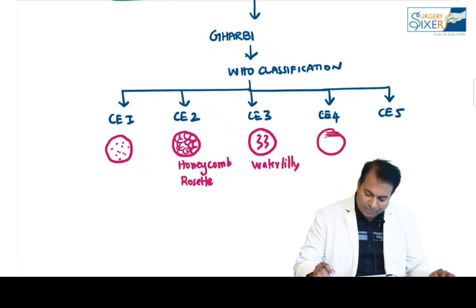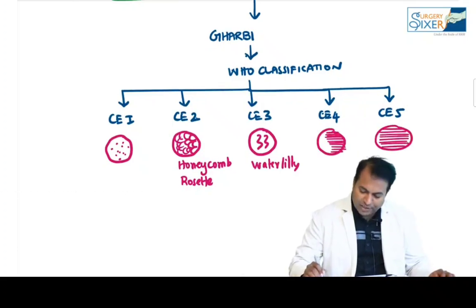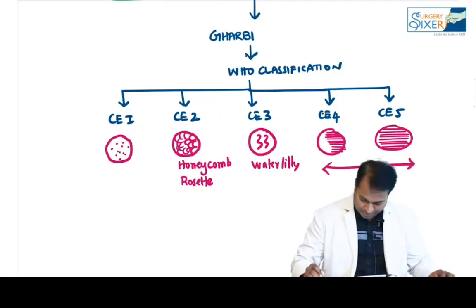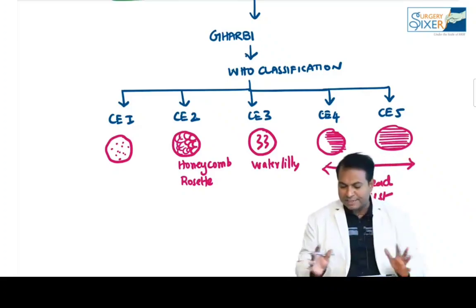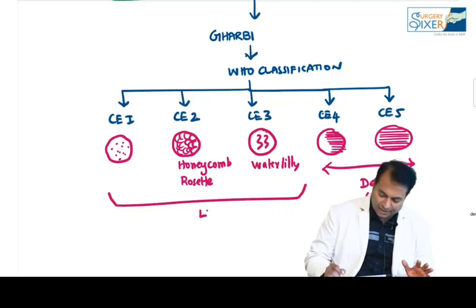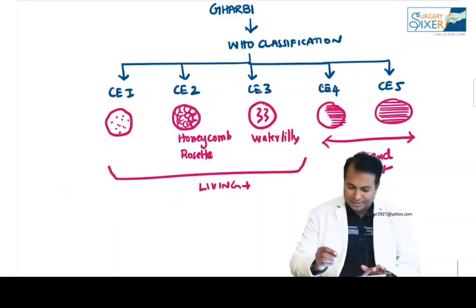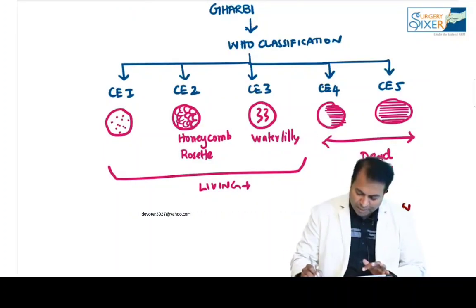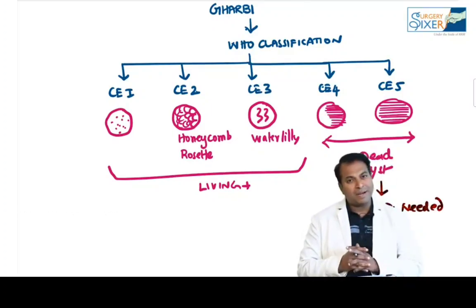CE4 is partial calcification. CE5 is full calcification. CE4 and 5 are dead cysts. CE1, 2, 3 are living cysts. For a dead cyst, no treatment is needed. Please remember, no treatment is needed at all for a dead cyst like this.